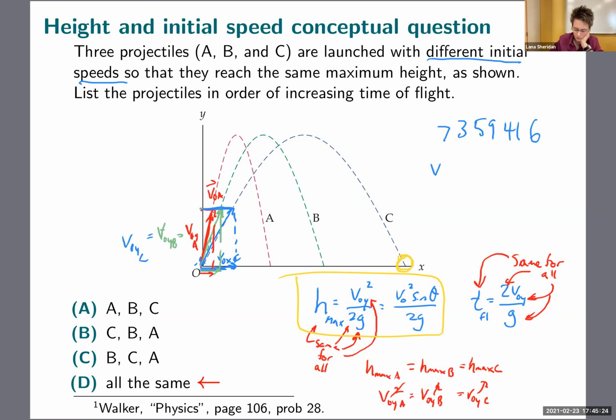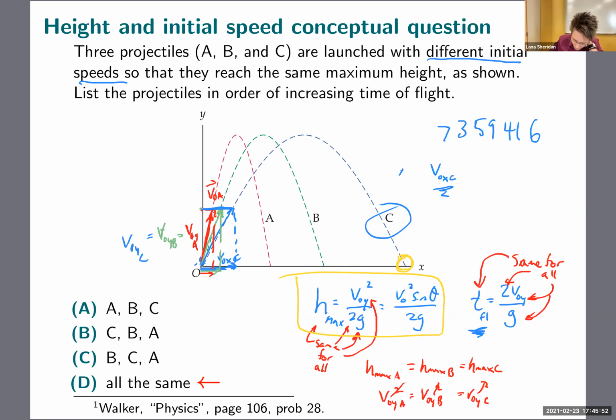Well, let's assume that V0XC is bigger. It's bigger than for the red and green cases. It's bigger than for A and B. But they all have the same time of flight. We're saying that they all have the same time of flight. Why does this one go the furthest? Its X component is the largest, so it is moving the fastest in the X direction while also going up.